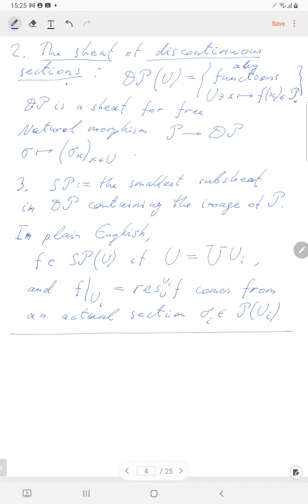Now let's talk about sheaves of abelian groups. And the main point is that they form an abelian category.